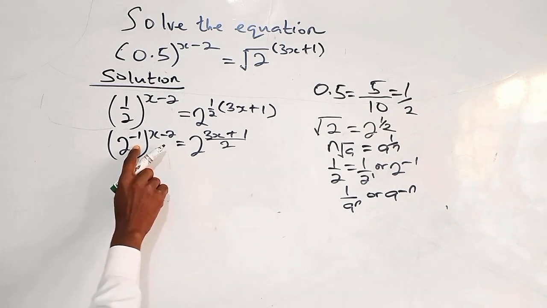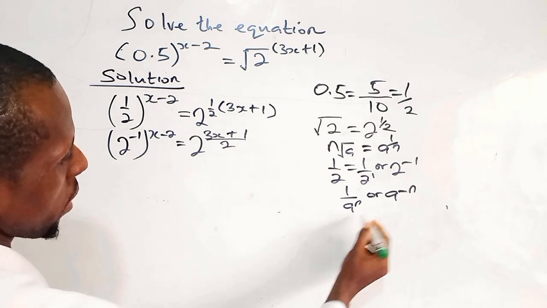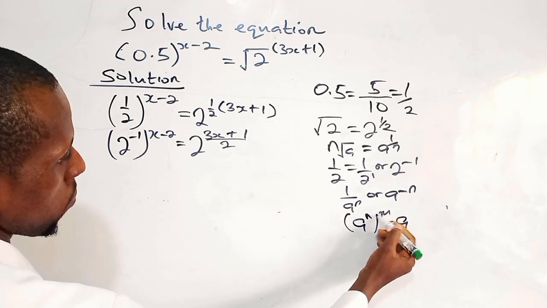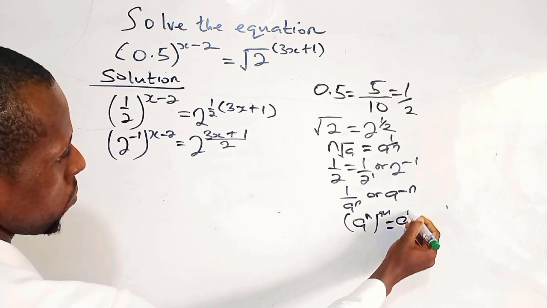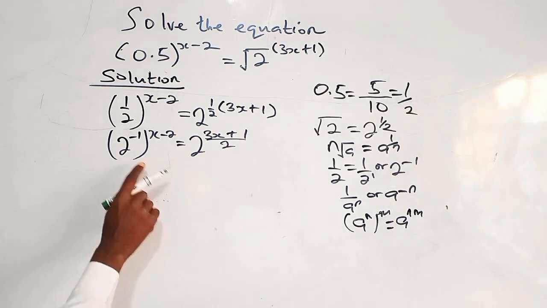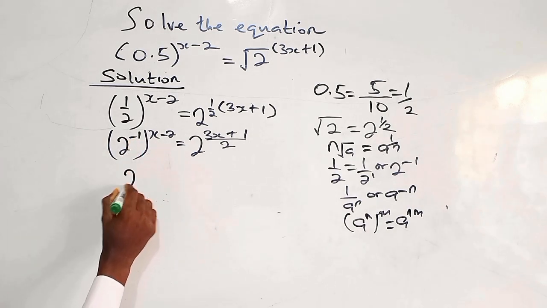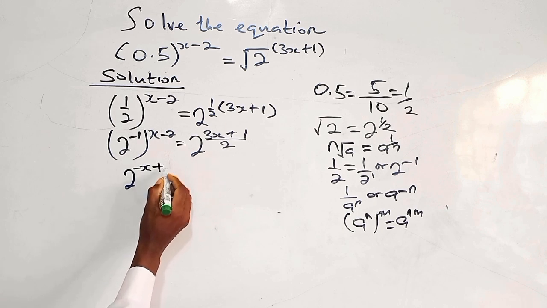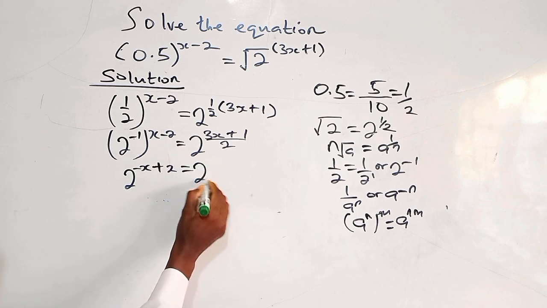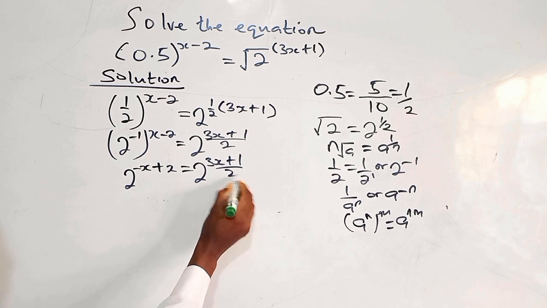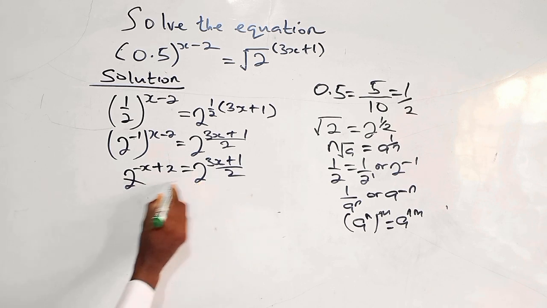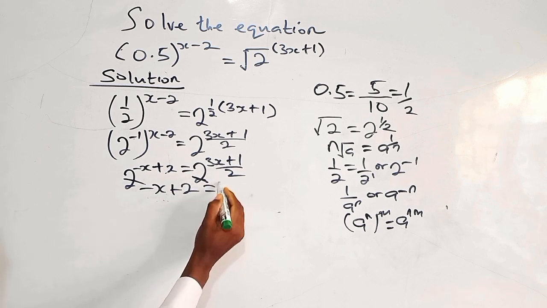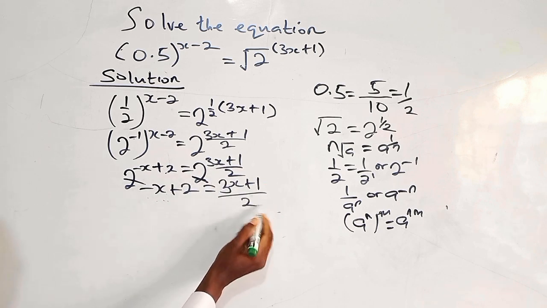So for this, don't forget the exponent law. When I have something like this, a raised to power m into n, I can say a raised to power, you multiply the exponents, m times n, that is mn. So when you apply this, you have 2 raised to power minus 1 times x is minus x, minus 1 times minus 2, that is plus 2, equals 2 raised to power 3x plus 1 over 2. Now you have the same base, take it out, compare the exponents, you have minus x plus 2 equals 3x plus 1 over 2.